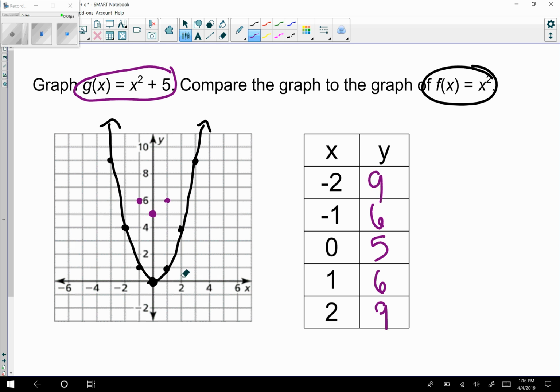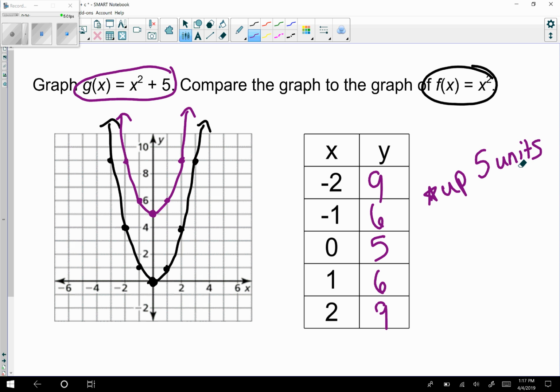So I'm going to be at 2, 9. And then -2, 9. Okay, so again, here's that basic parabola. The shape, you guys, nothing happened to the shape. It didn't get skinnier, it didn't get wider, nothing like that. The only transformation that you are going to say is that your graph moved up 5 units. That's it. That's all they are asking of you on this problem.